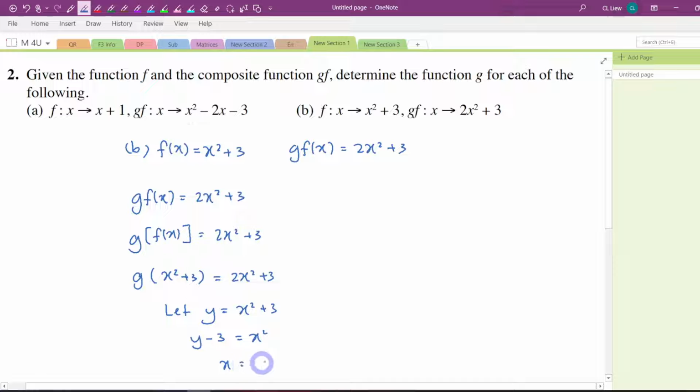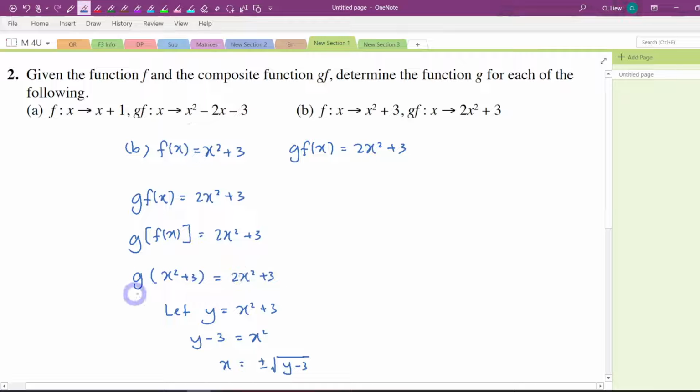So x is equal to plus minus the square root of y minus 3. This plus minus doesn't matter because later on you square it, you will always get a positive one. So let me show you what I mean. Since I let this one be y, I'm going to change this to y.